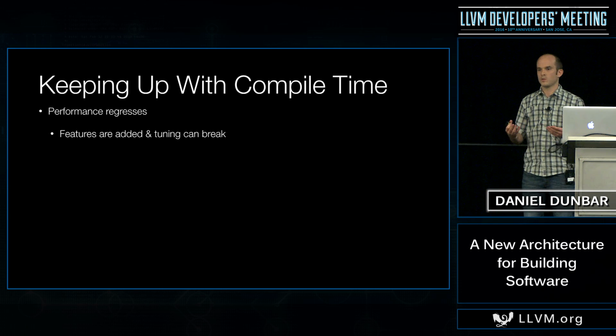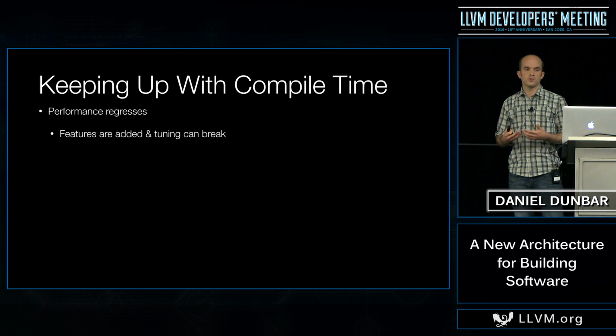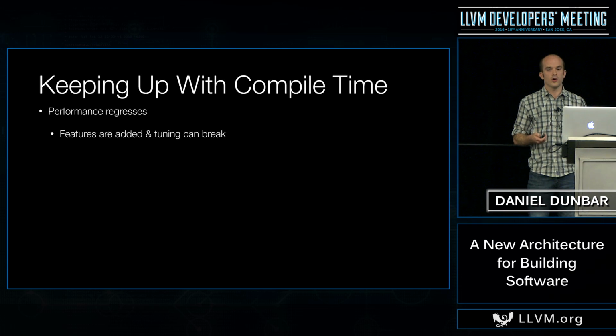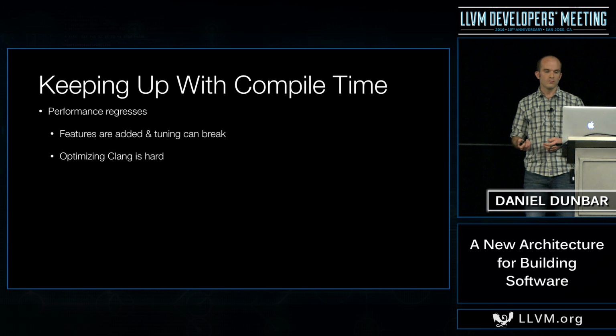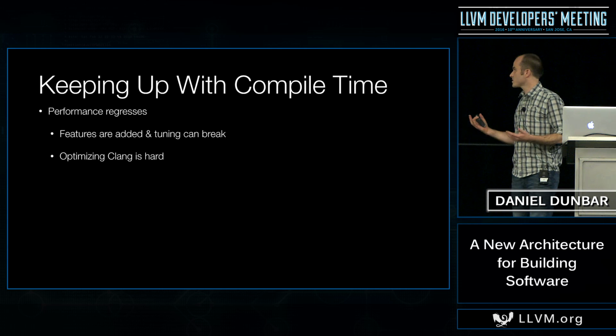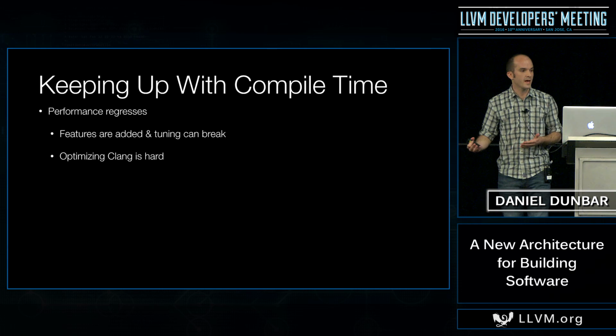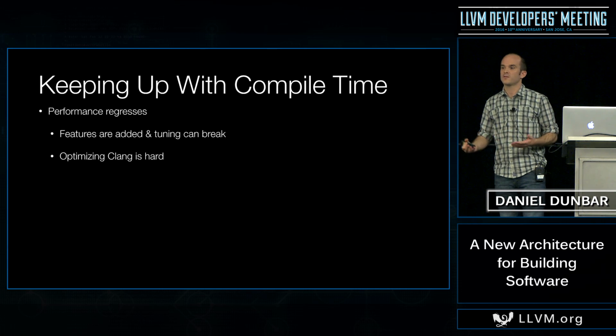If somebody comes in and wants to change the diagnostics engine to simply add a new feature, they might not know why it was written that way, and that tuning can break. In addition, optimizing Clang is very hard. So for a number of years, I spent a lot of time looking at Clang profiles to try and find ways to make it faster.